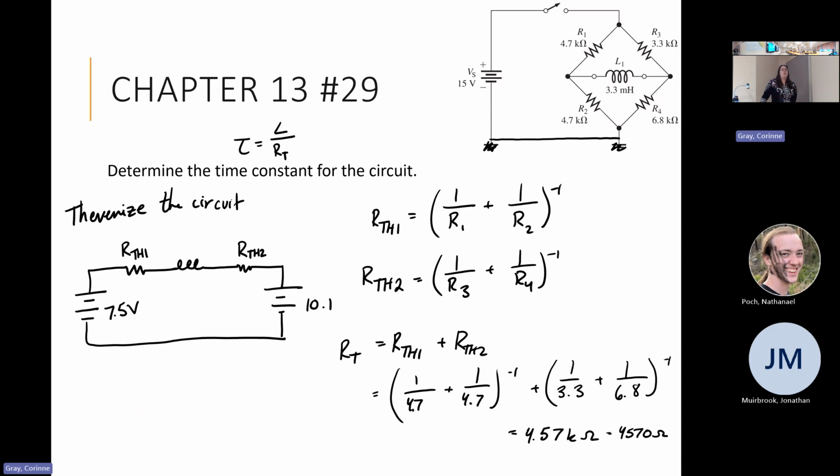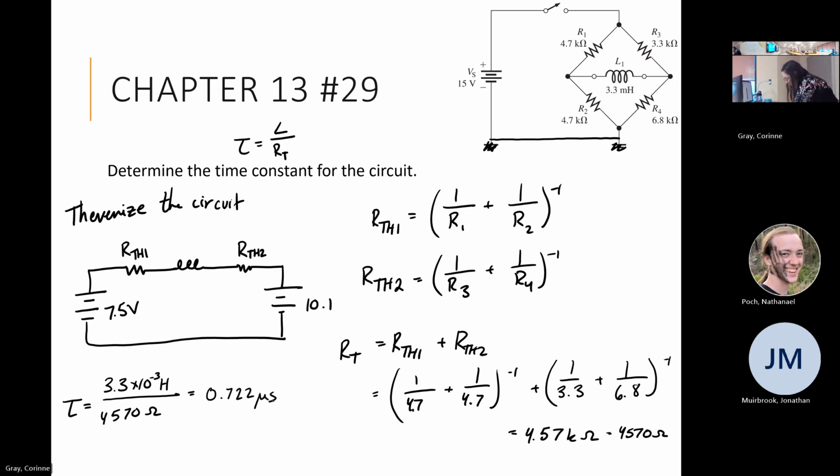So now that we have this, we are able to find the time constant. Do I need to worry about any other conversions? So I do my 3.3 times 10 to the what henries? What is milli? I'll have my negative 3 divided by 4,570 ohms. Should get us, with rounding, 0.722 microseconds.